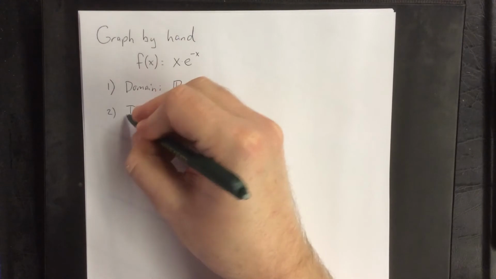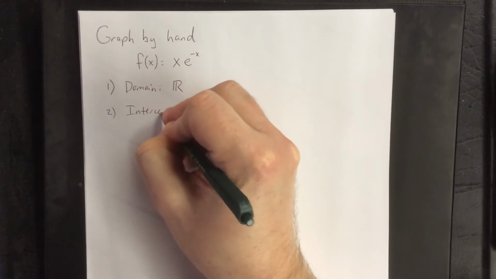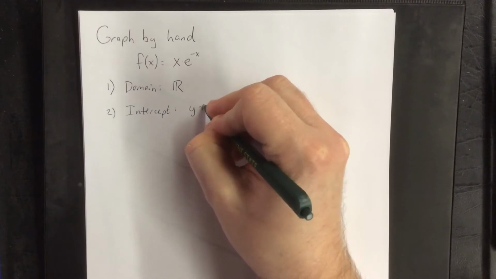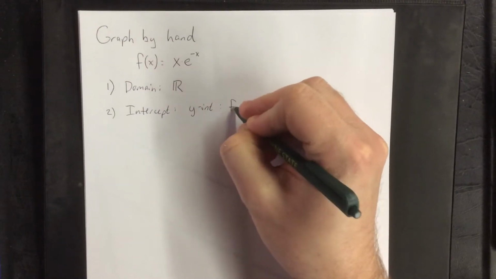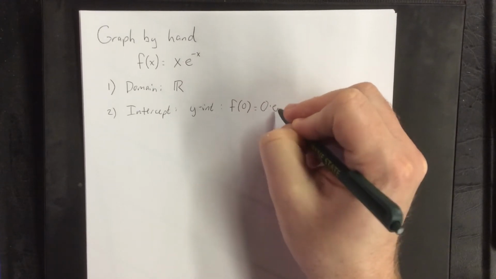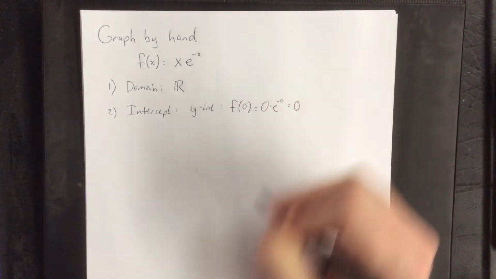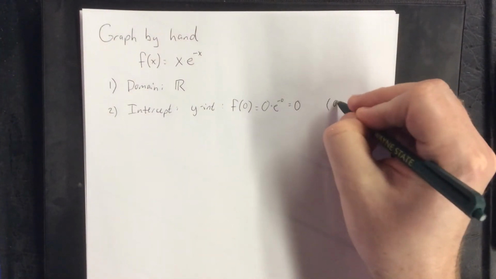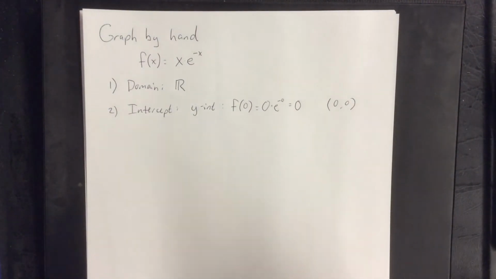For number 2, as far as intercepts are concerned, we'll start with the y-intercept. For the y-intercept, we set x equal to 0. Plug that in. That'll be 0 times e to the negative 0 power, which is 0 times 1, or 0. That lets us know that the y-intercept is going to be at (0, 0).